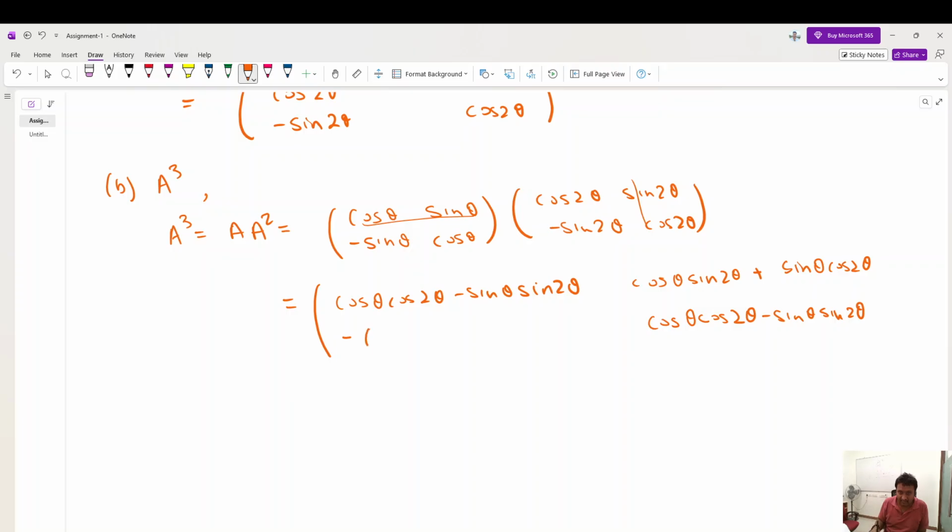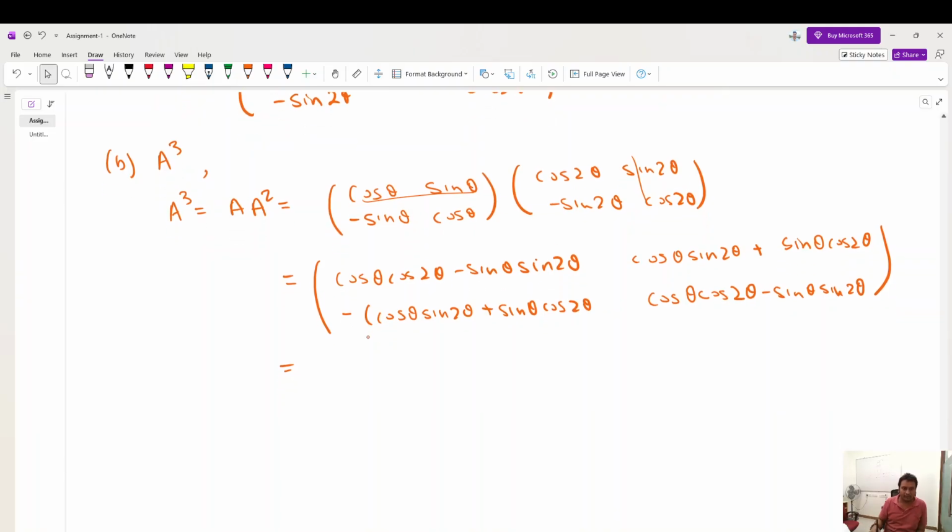So what we will have is minus of cos theta sine 2 theta plus sine theta cos 2 theta. Now again use your trigonometric identities. The same. So what you will get here is cos 3 theta sine 3 theta minus sine 3 theta cos 3 theta.